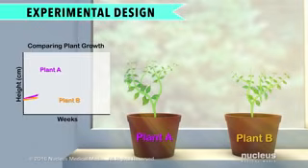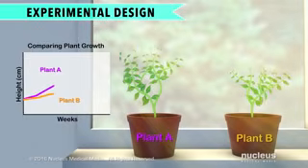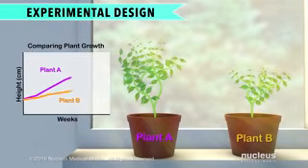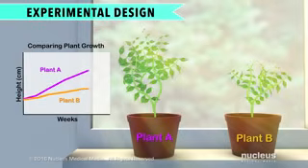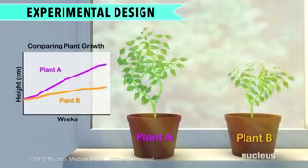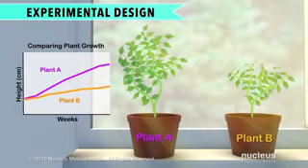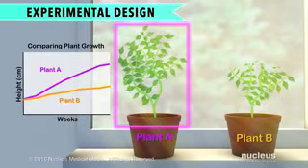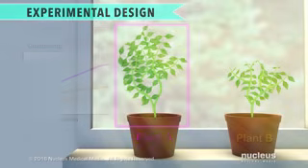At the end of the experiment, you would look at your data and compare the measurements of plant A, which got fertilizer, to plant B, which didn't get fertilizer. As you can see, plant A did grow bigger than plant B, so it appears that the results of this controlled experiment support your hypothesis.